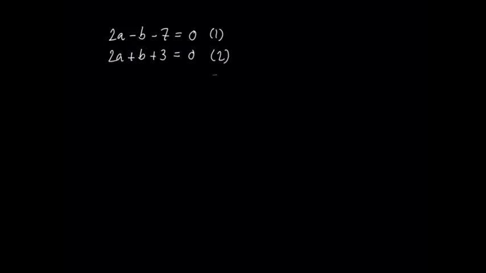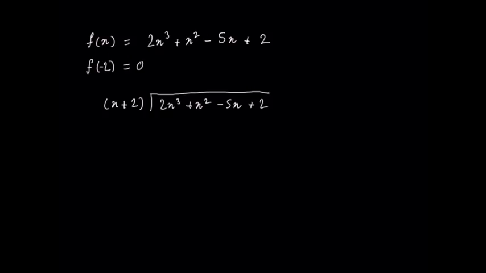What we have to do then is solve these two equations simultaneously. If we subtract equation 1 from equation 2, we'll get 2b plus 10 is equal to 0. So that implies that b is equal to minus 5. So therefore, a is equal to 1. We can write the function f of x as 2x cubed plus x squared minus 5x plus 2.